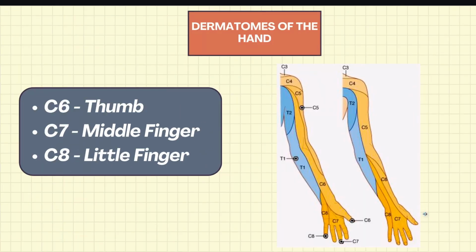Okay, now let's start with hand 2. So hand 2, we're going to talk about the nerves and the arteries and the veins of the hand, starting off with the dermatomes of the hand. For the dermatomes, all you need to know is that C6 is for the thumb, C7 is for the middle finger, and C8 is for the little finger, as you can see here in this photo.